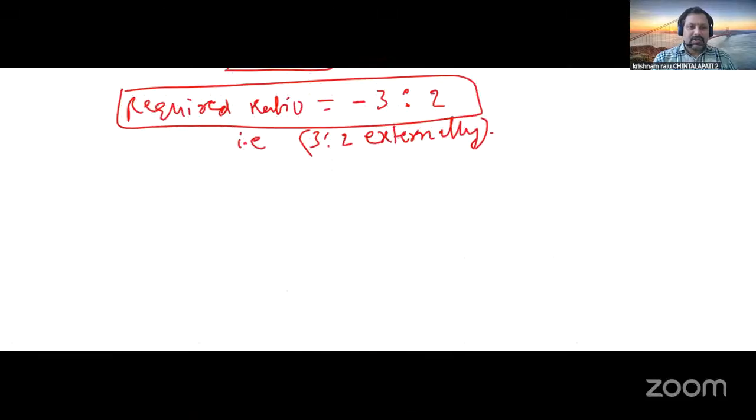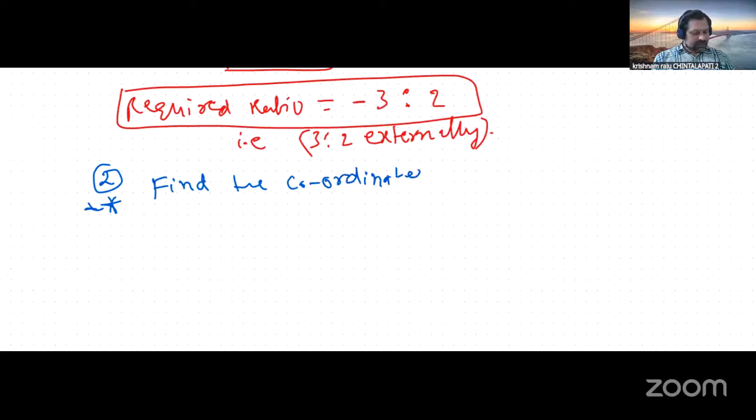Write down the next question, number 2. This is also important, for 2 marks. Note down the second question: Find the coordinates of the vertex C of triangle ABC.